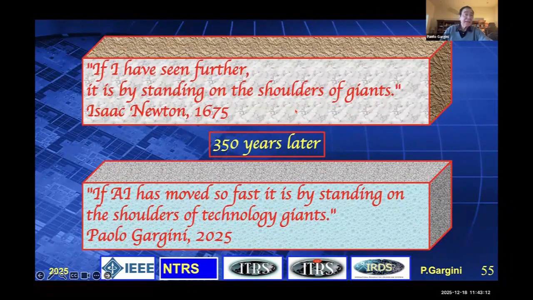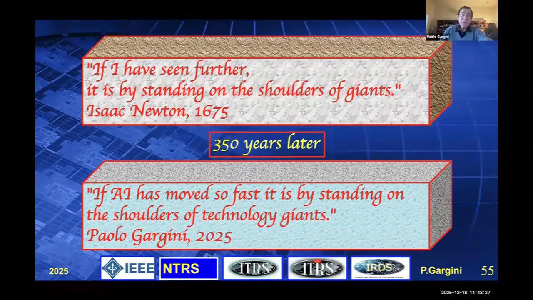Isaac Newton said, if I have seen further, it's because I was riding on the shoulders of giants. And what I showed you, after 350 years, all the AI technology already existed.